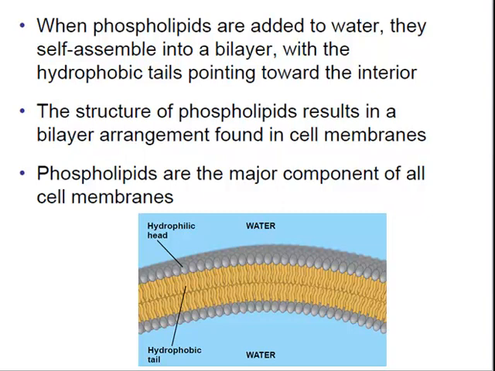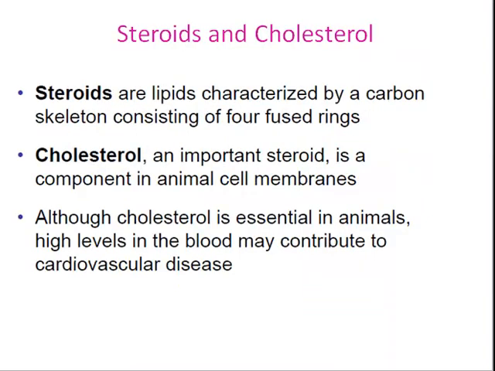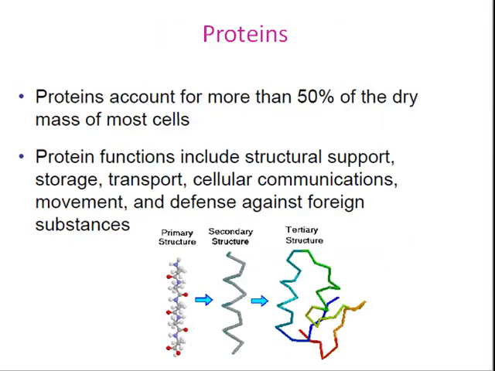And phospholipids are the major component of all cell membranes. Now let's discuss steroids and cholesterol. Steroids are lipids characterized by a carbon skeleton consisting of 4 fused rings. Cholesterol is an important steroid, and it's a component in animal cell membranes. Although cholesterol is essential in animals, high levels of cholesterol in the blood can contribute to cardiovascular disease.